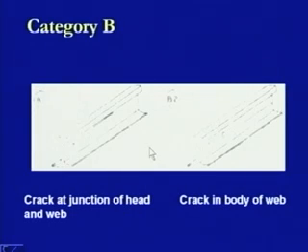Then further, this is at the junction, this is another sort of a crack which is at the junction of the head of the rail with the web of the rail section. So, this is another type of crack which can happen. There is a crack which can also happen in the body of the web. So, this is the web section, and in this web section a crack got induced here. So, this is another type of crack, and both these types of cracks are categorized as B.